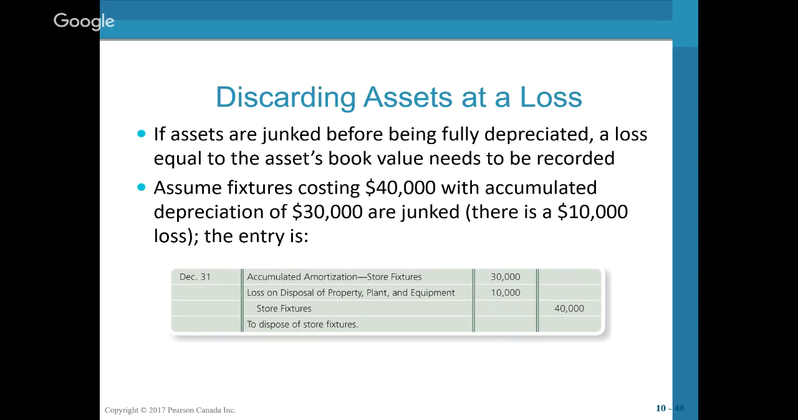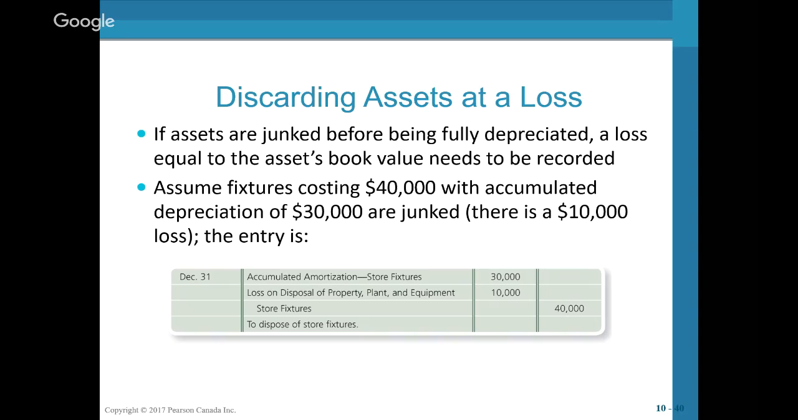If we junk the assets before they're fully depreciated, then we're going to have a loss. So here, assume fixtures costing $40,000 with accumulated depreciation of $30,000 are junked. So here we've got a $10,000 loss. Again, we're going to get rid of the accumulated depreciation, so we're going to debit that for $30,000. We'll debit the loss for $10,000. We'll credit store fixtures for $40,000 or whatever the particular property, plant, and equipment is.